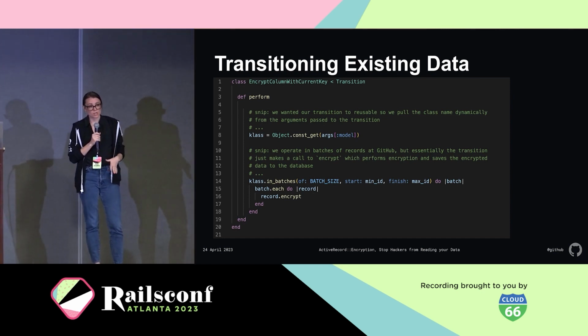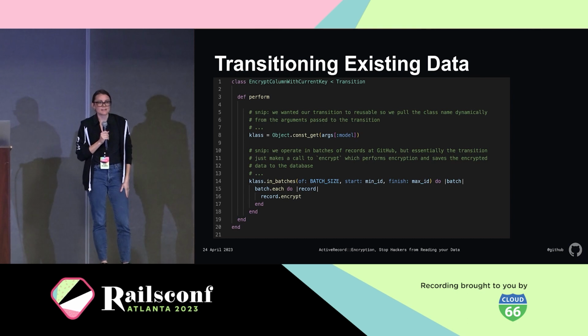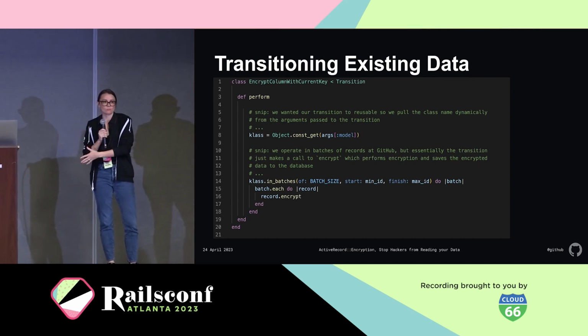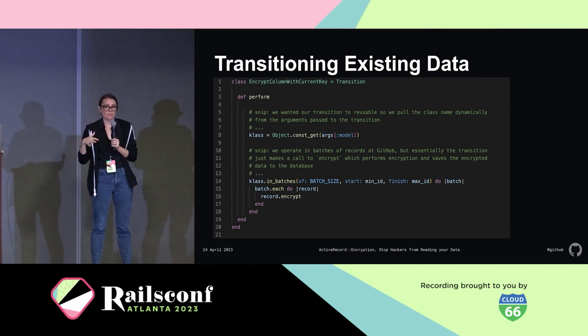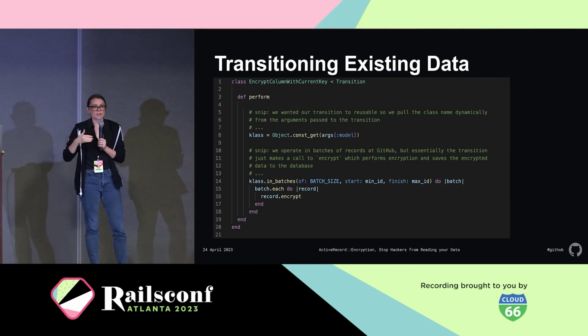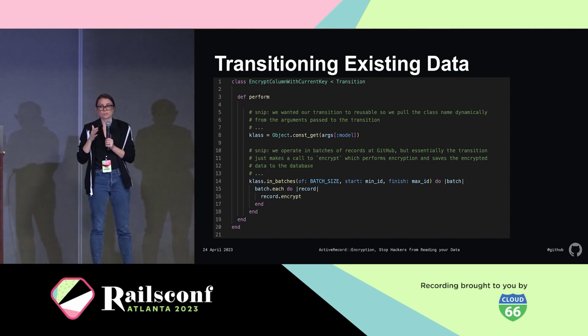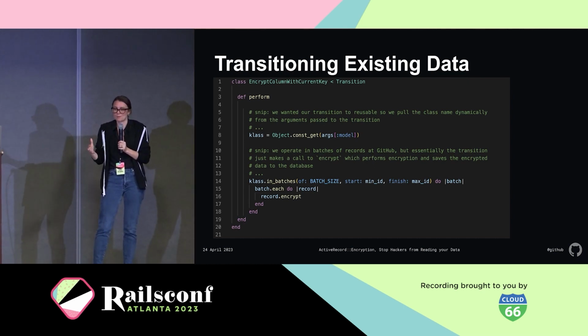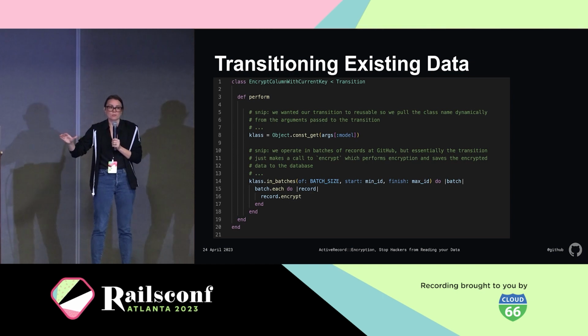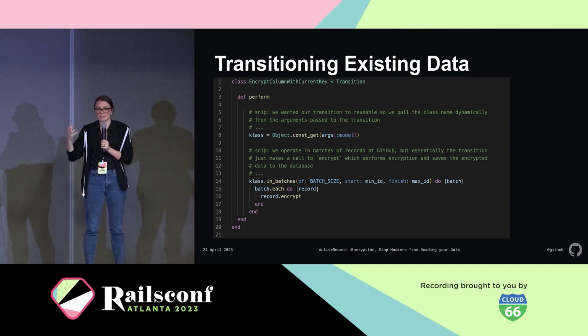There's a gem by Shopify called Maintenance Tasks, and we have this internal thing called a transition, but Maintenance Tasks basically gives you all of that for free. We found that if you set things up, all you need to do is call record.encrypt. You should basically never call record.encrypt or record.decrypt in the course of just working with ActiveRecord encryption, only when you're transitioning the data.